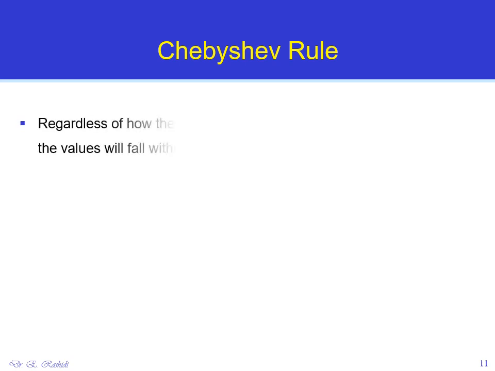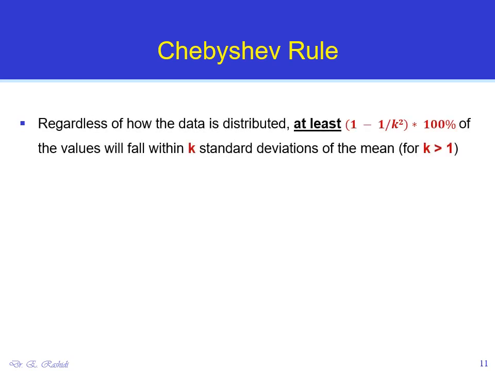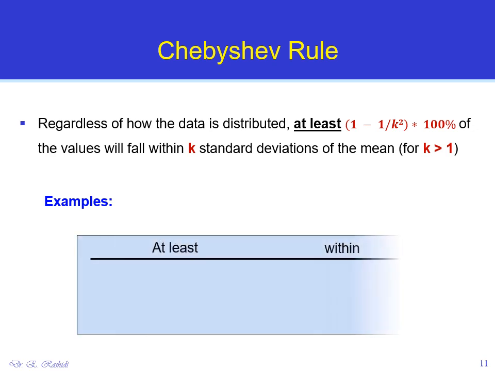According to this rule, regardless of the shape of the distribution of your data, whether it is bell-shaped or not, at least 1 minus 1 over k squared of your data would fall within k standard deviations away from the mean, where k is greater than 1. So you can have k equal to 2, k equal to 3, and so on. Let's see an example. We're going to go with k equal to 2 and k equal to 3.